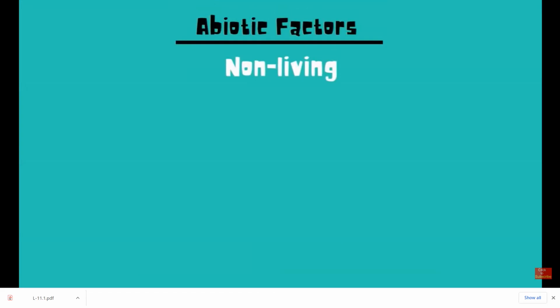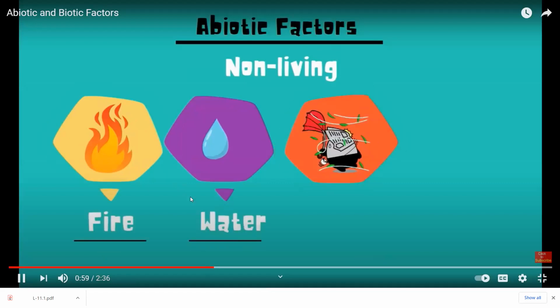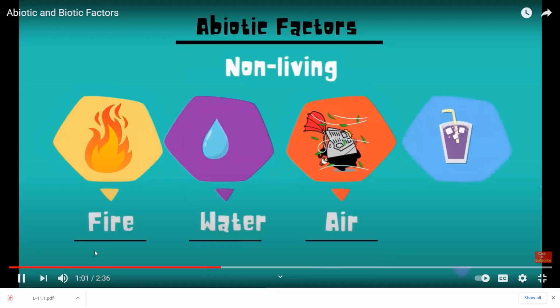Abiotic factors are non-living factors in the environment. Examples include fire, water, air, ice. So girls, see, this way we are not talking about a table and chair. We are talking about the environment, like fire, water, air, ice, glaciers. We are talking about non-living things, but within the environment. I'm not talking about the man-made things.